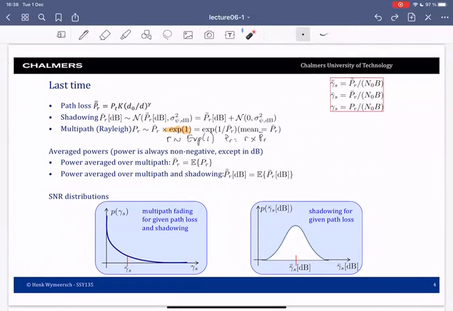Given these definitions of the received power, we also have different definitions of the signal-to-noise ratio. Without bar is after path loss, shadowing, and multipath. With 1 bar is path loss and shadowing, and 2 bars is with path loss only. This then gives rise to different SNR distributions. This is the SNR distribution after path loss, shadowing, and multipath fading, with an average value that depends on the path loss and shadowing SNR. We also have the distribution of the SNR after path loss and shadowing, which has a Gaussian distribution in the dB domain, where the average value depends on the path loss only SNR.